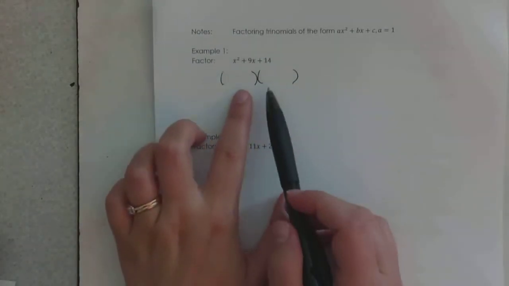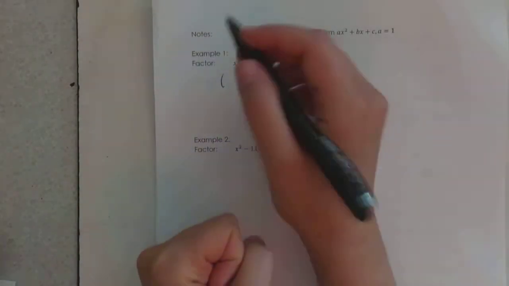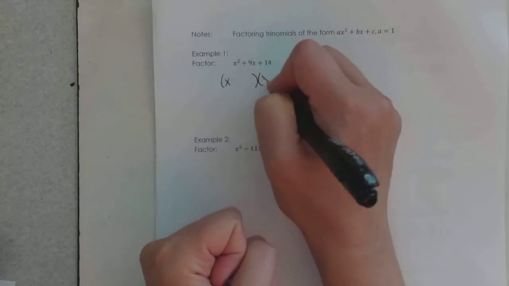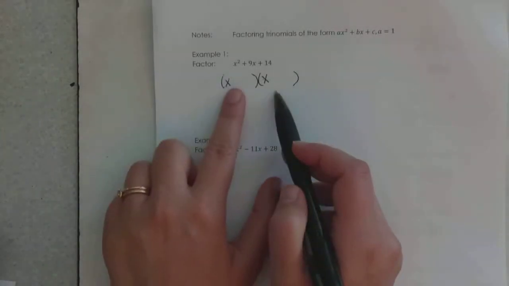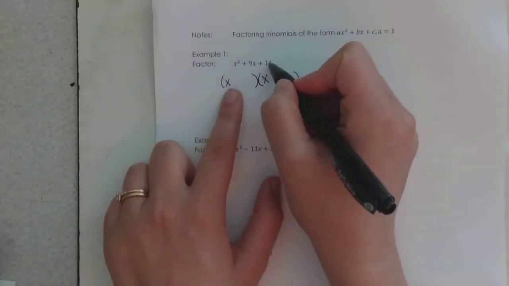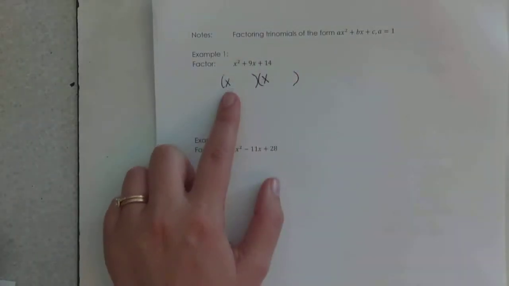We're going to set up our factors with two sets of parentheses, and we break up our x squared using an x and an x. Now, the method, or what we're doing here to factor, is we're looking for two numbers to fill in these parentheses. I'm looking for two numbers that multiply to 14 and add to 9.